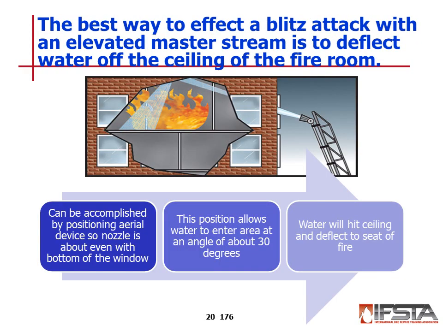The best way to make an effective blitz attack with an elevated master stream is to deflect water off the ceiling of the fire room. This can be accomplished by positioning the aerial device so the nozzle is about even with the bottom of the window. This position allows water to enter the area at an angle of about 30 degrees. Water will hit the ceiling and deflect to the seat of the fire. If too large an entry angle is used, water will hit the ceiling ahead of the fire area and cascade to the floor.